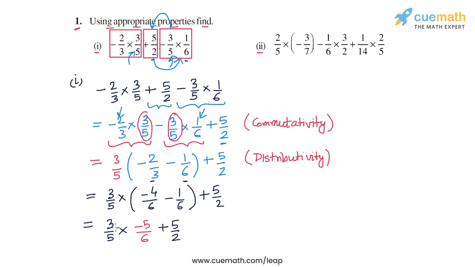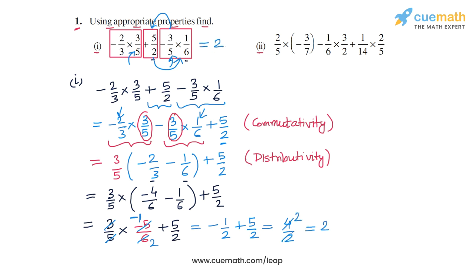Now let's simplify this. So 5 and minus 5, this gives us minus 1, and 6 divided by 3 is 2. So we get minus 1 by 2 plus 5 by 2. And now the denominators are the same, so we can simply add the numerators. So we will get minus 1 plus 5, or 4 by 2, and that will give us 2. So the value of the first expression is 2.